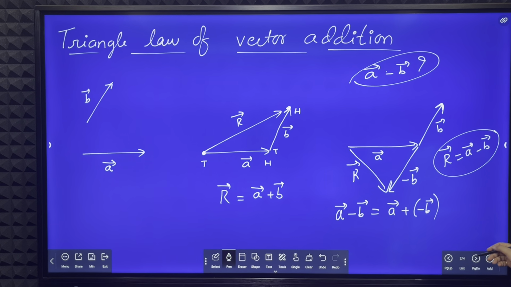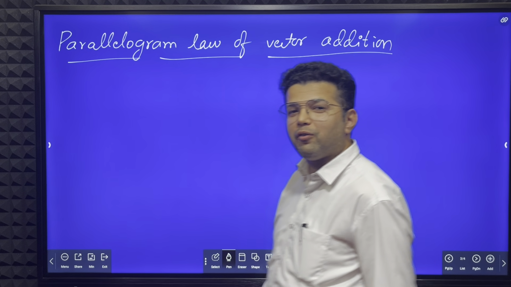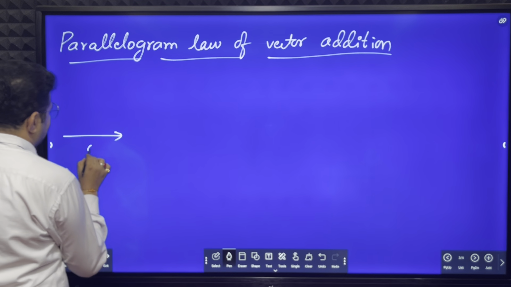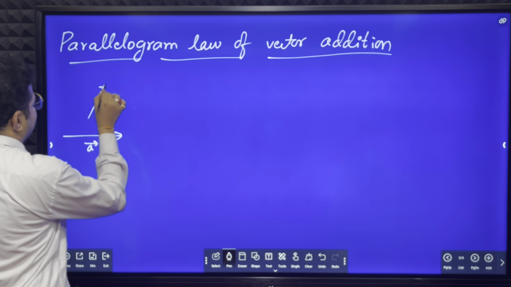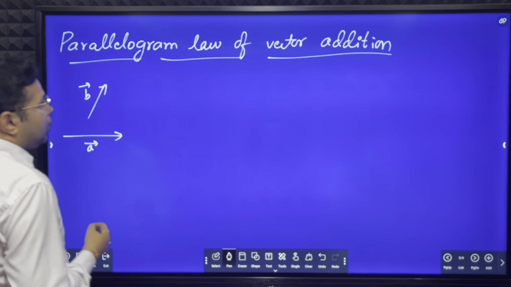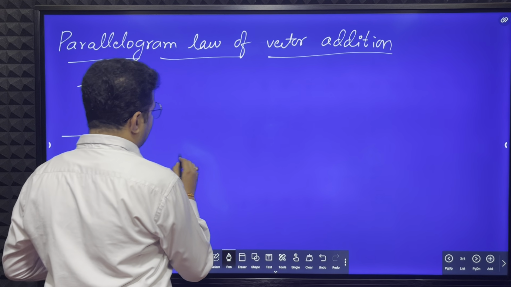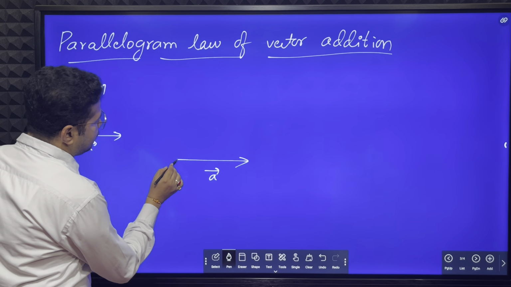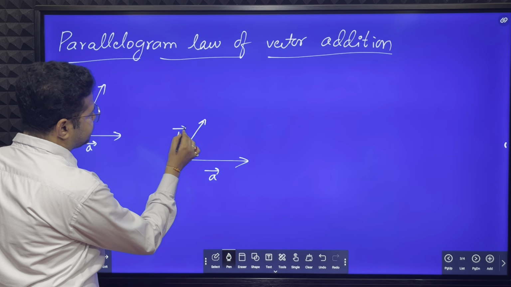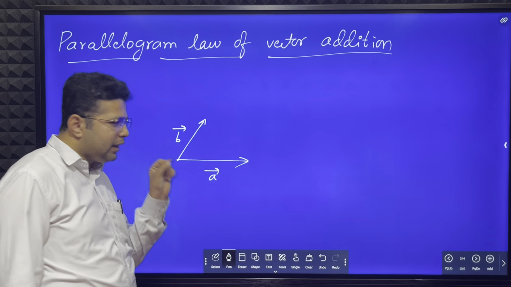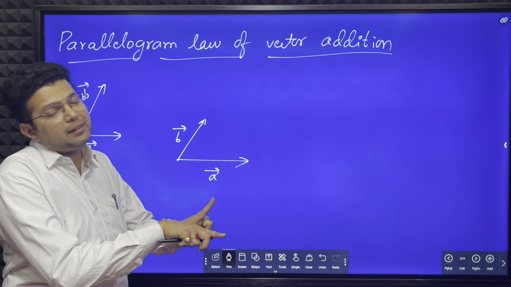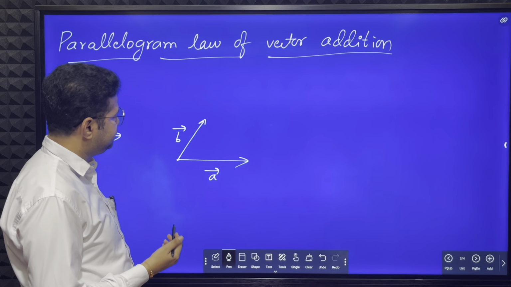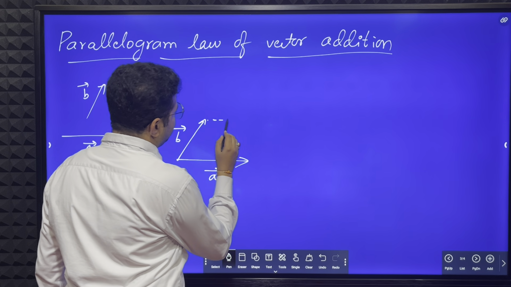Triangle law of vector addition can be used to subtract vectors also. Okay. Next, we will learn something called parallelogram law of vector addition. Here I take the same two vectors A and B. How to use parallelogram law of vector addition? I'll write this vector A here. Then I'll place vector B here. I should place two vectors A and B such that they represent adjacent sides of a parallelogram. Then you complete the parallelogram.